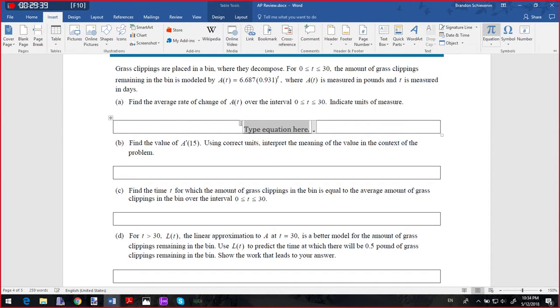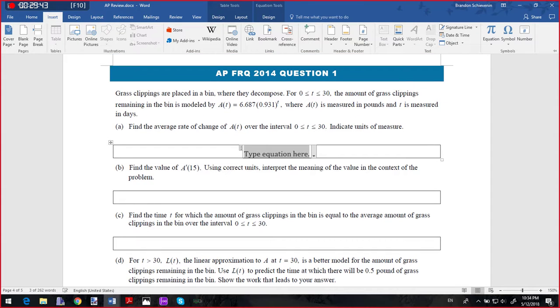So if I want the average rate of change, what are we actually looking for? Mean value theorem. Okay, you're closer. Mean value theorem says there's some point where the derivative is equal to the average slope. So I don't need all of mean value theorem, I just need one part of it. If I want average rate of change, what am I looking for?